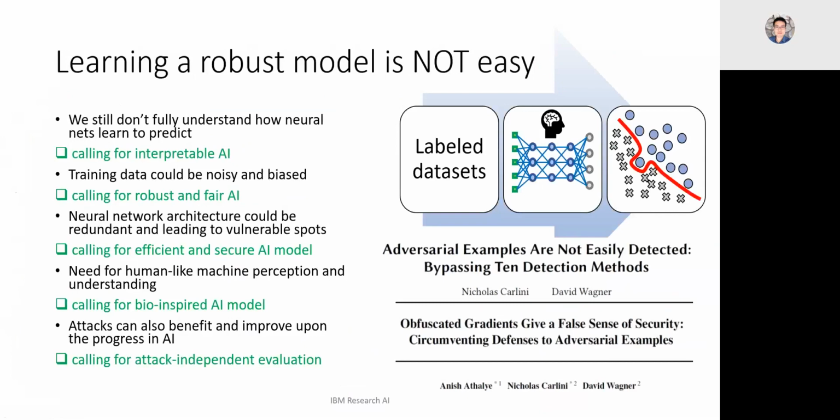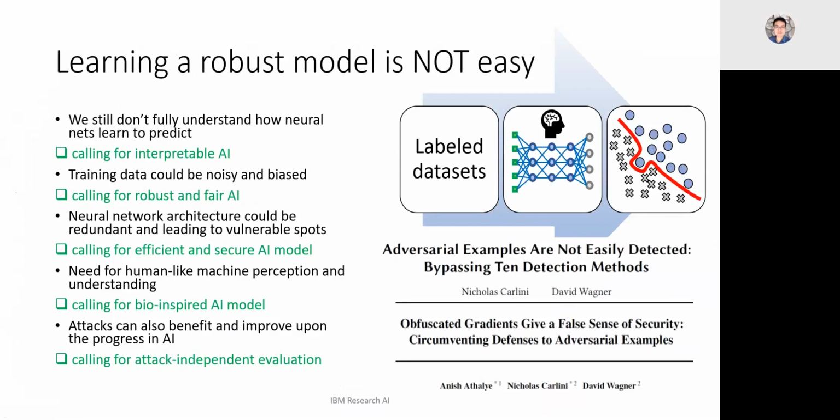And there are a lot of reasons why learning a robust model is challenging. For example, we usually don't have interpretability of how our AI model makes decisions, and our training data could be noisy and biased. Also, when we design these AI models, these neural networks, we really don't have the notion of security or privacy or robustness in mind. So the current architectures that we are training could be vulnerable to these adversarial inputs.